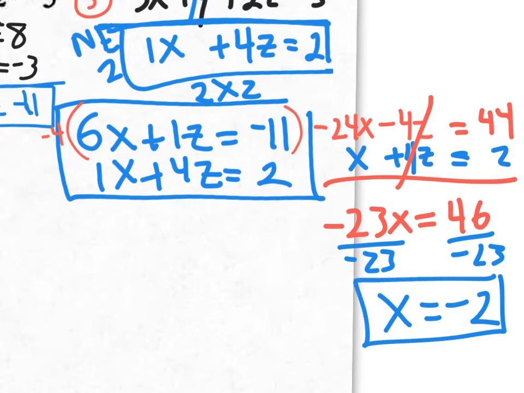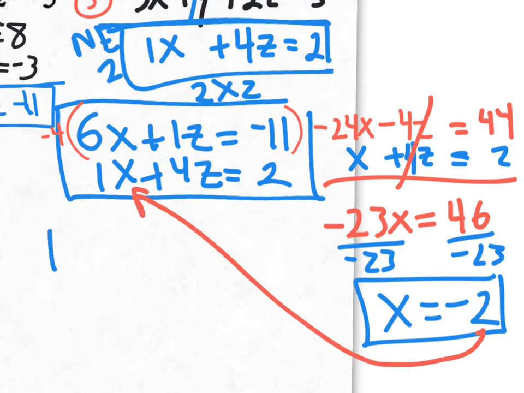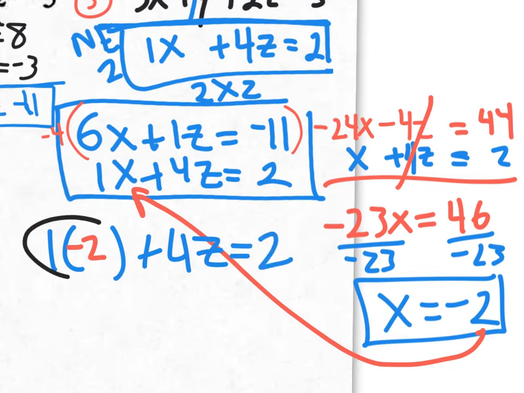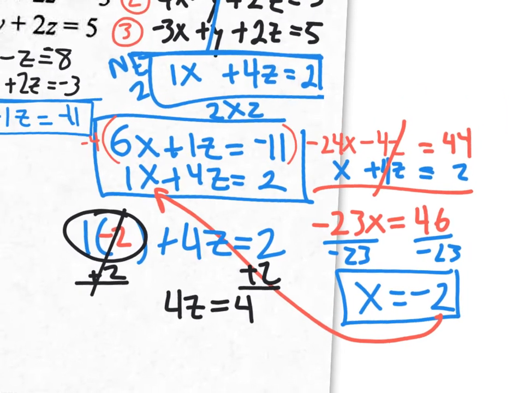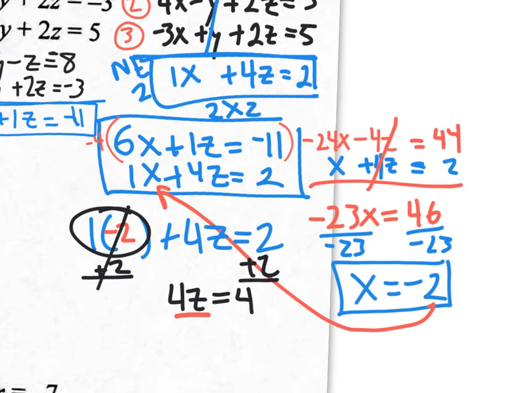That's one answer. And remember, I'm ignoring everything else. I'm only focusing in on the 2 by 2 system. So I already have my x. I also need my z. I don't have y's here, I have z. All I need to do is plug it in. I'm going to plug in the negative 2 right into here. So it's really going to say 1 times negative 2 plus 4z equals 2. And 1 times negative 2 is just negative 2. To get rid of negative 2, I might as well go plus 2, plus 2. And I'll have 4z equals 4, which means that z equals 1. When I divide by 4 and divide by 4, I have z equals 1.